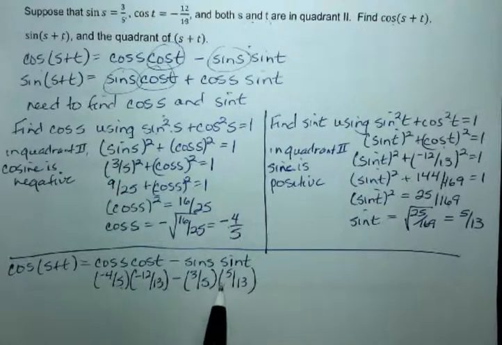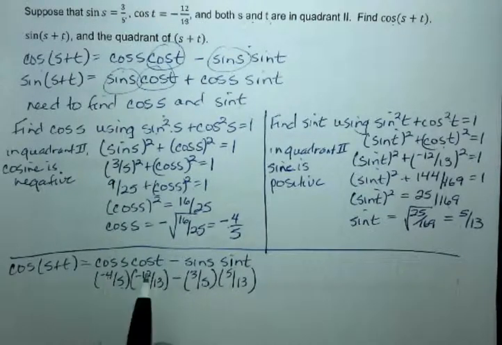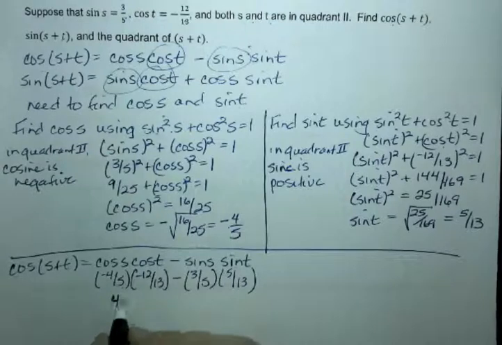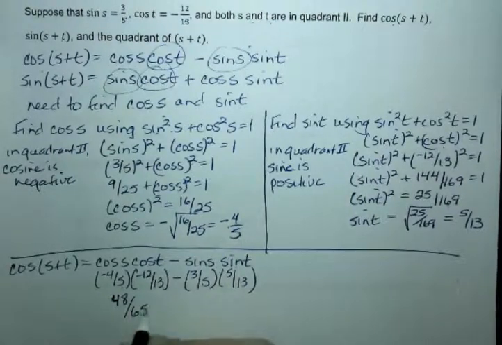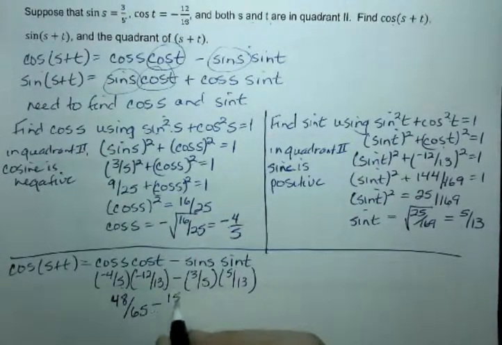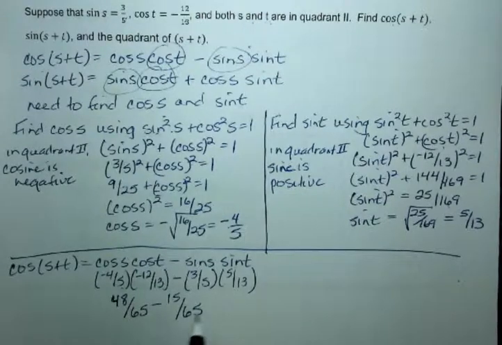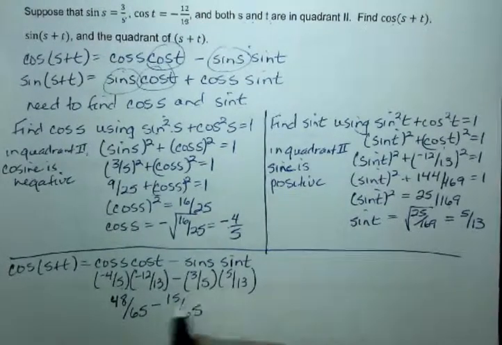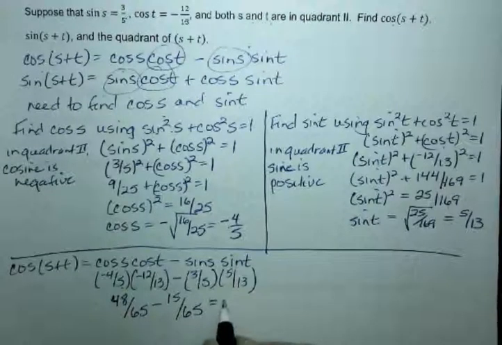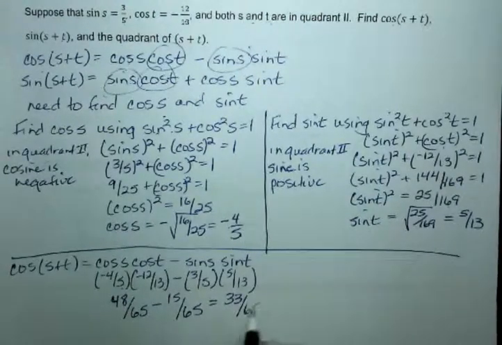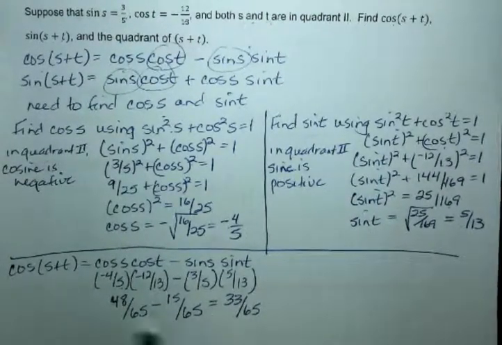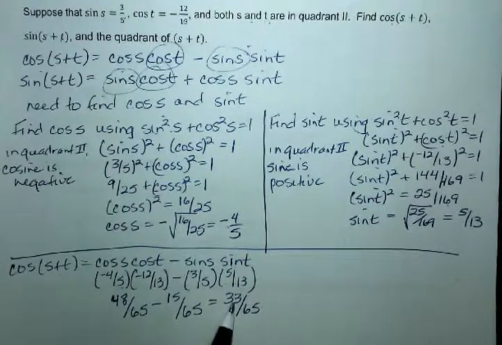Now it's just a matter of simplifying this. I'm going to multiply my fractions. This gives me 48 over 65. This one gives me 15 over 65. Since they have the same denominator, I can go ahead and subtract the numerators, and that gives me 33 over 65. That's my answer for the cosine of S plus t.